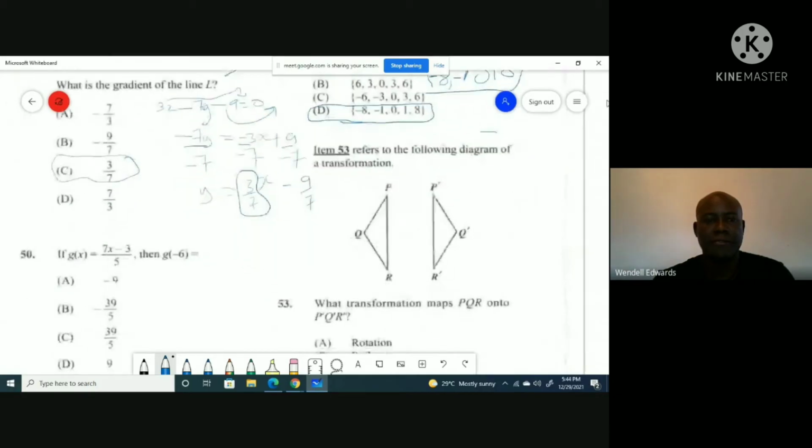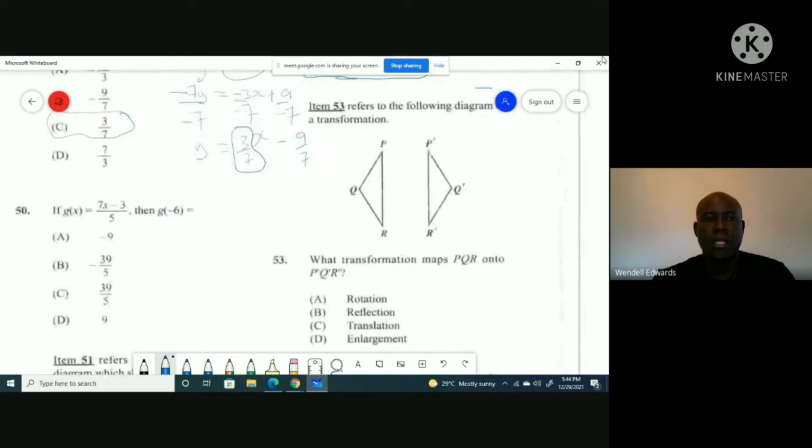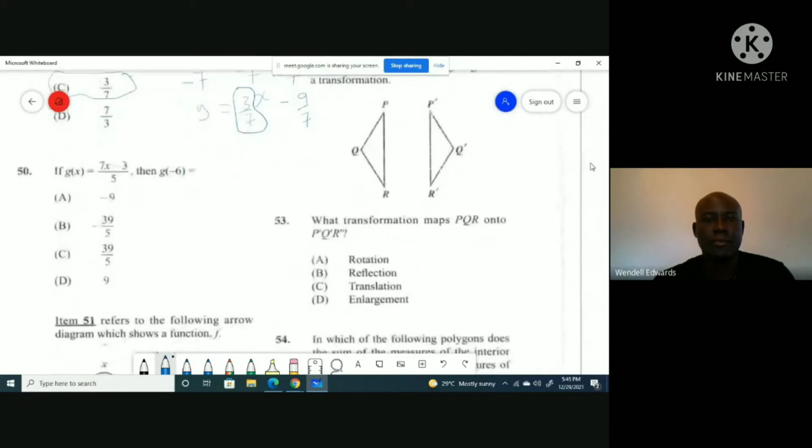Question 50. All right, so it reads, if g of x is equal to 7x minus 3 all over 5, then we want to do g of negative 6. Doing g of negative 6 simply means that I'm going to be inserting negative 6 in the g function. So it's going to be 7 times negative 6, and then I'm going to minus 3. All of that is going to be over 5.